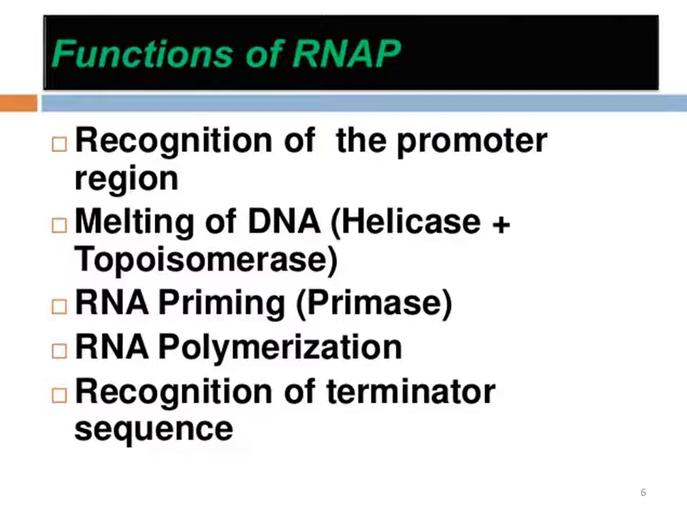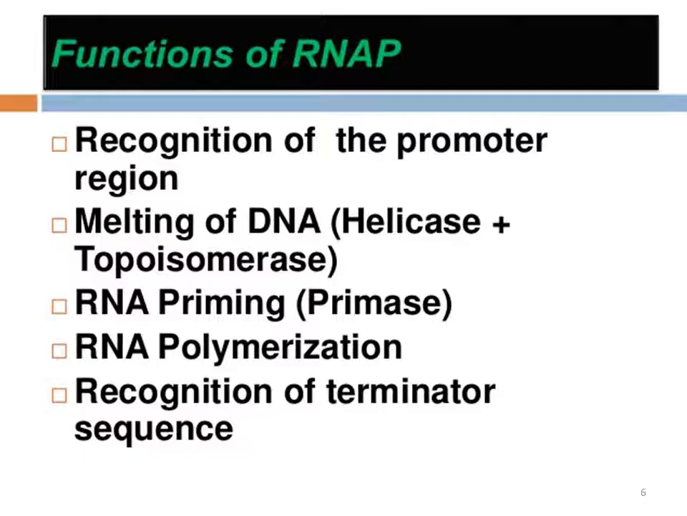Then the other function of RNA polymerase is melting of DNA. There are two other enzymes, topoisomerase and helicase. Topoisomerase is uncoiling the supercoiling of the DNA molecule, and helicase enzyme is breaking down the hydrogen bonding of the DNA molecule. As a result, the two DNA strands get separated from each other.